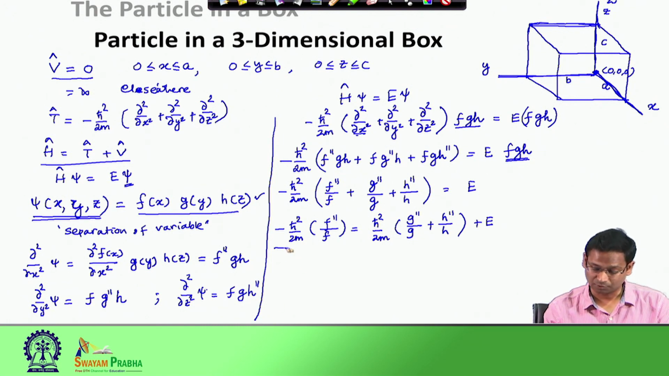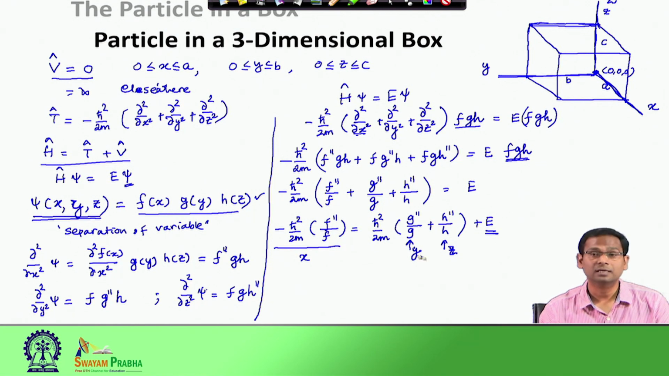If you look at this equation, the left hand side depends only on the x variable. The right hand side, of course, this is a constant, has some functions which depend on y, some functions which depend on z. So, in the left hand side I have got functions which depend on x, the right hand side I have got functions which do not depend on x but depend on y and z.